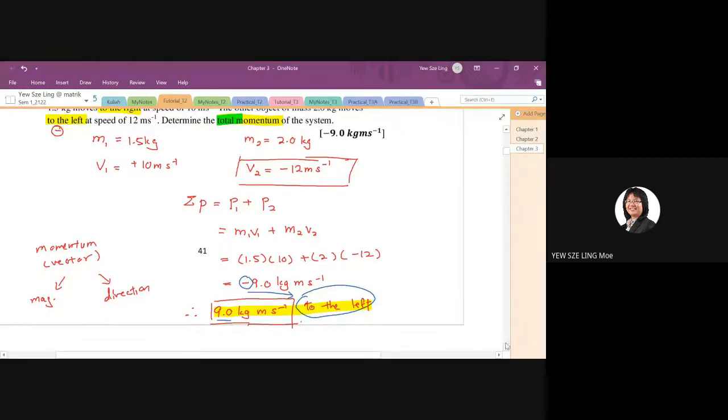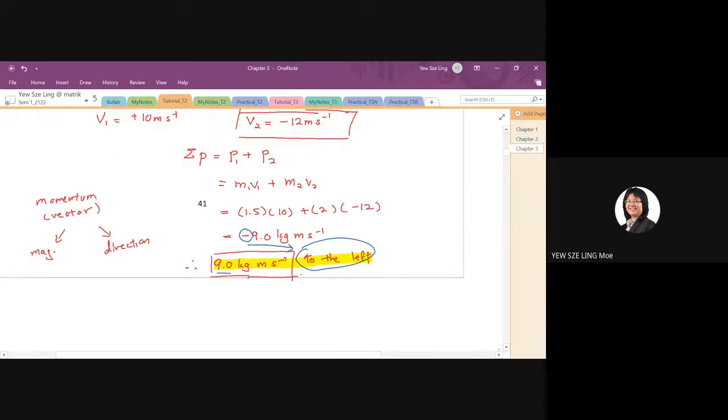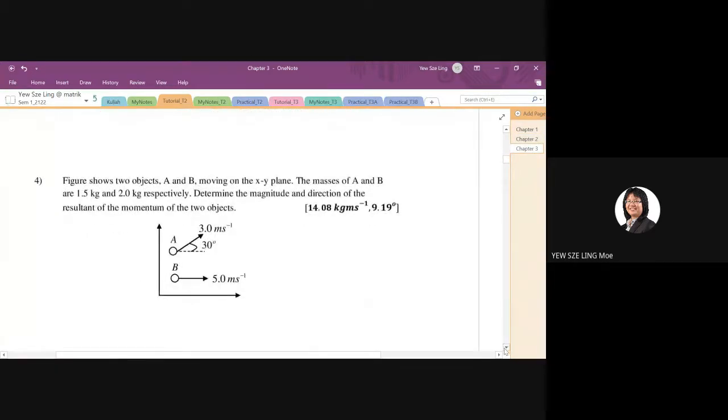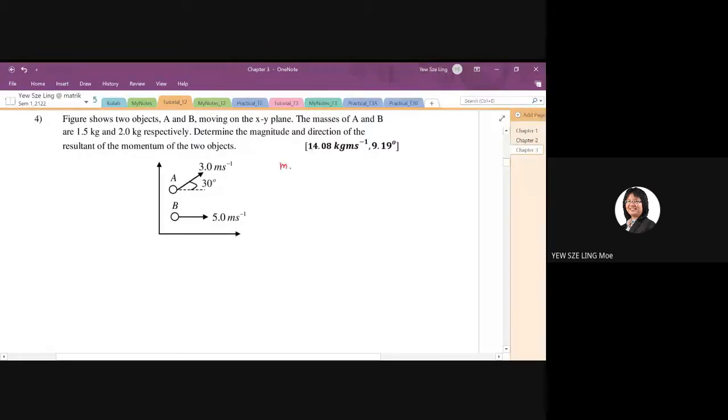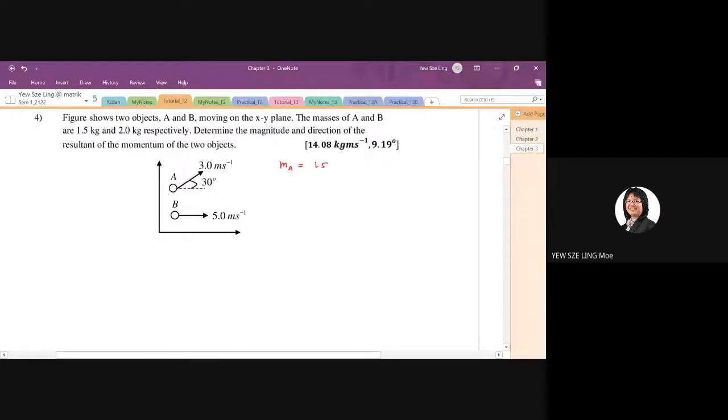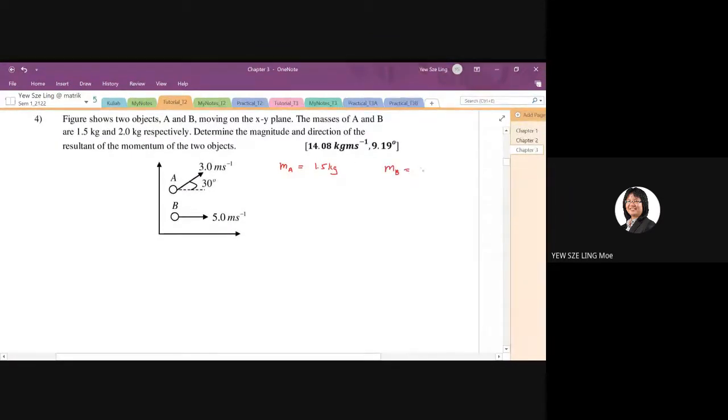All right. So next, if you look at this diagram, now this is a two-dimensional question. The figure shows two objects, A and B, moving on the XY plane. The masses of A and B are 1.5 kg and 2 kg respectively. So your MA given is 1.5 kg, and then MB given is 2 kg.